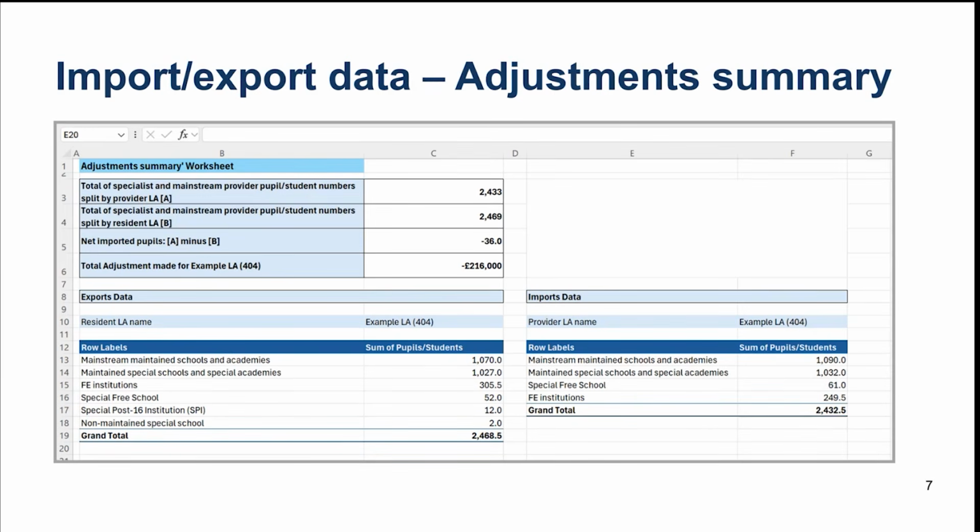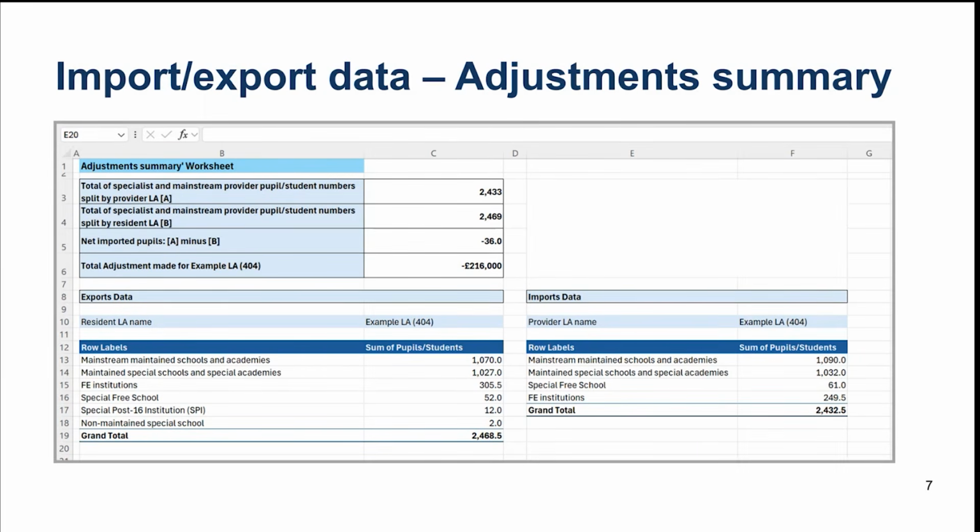So the adjustment summary sheet in the import-export data that was sent out to local authorities last week shows the final total import-export adjustment amount for your local authority. So in this slide, we have a local authority with a total net adjustment of minus £216,000, as shown in the summary table at the top.